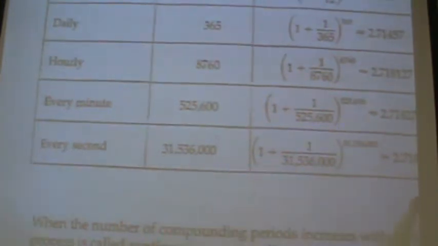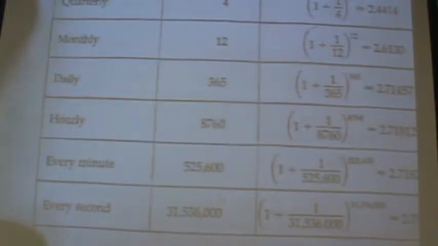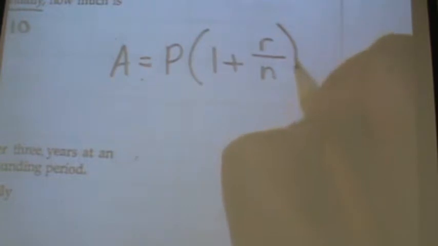You're not going to be asked the last 3. You probably won't even be asked daily. But these are things that you should know. Do you remember the formula when you're compounding it differently? I want you to write it down. It's A equals principal times (1 plus the interest rate divided by the number of times a year you're compounding) to the NT.